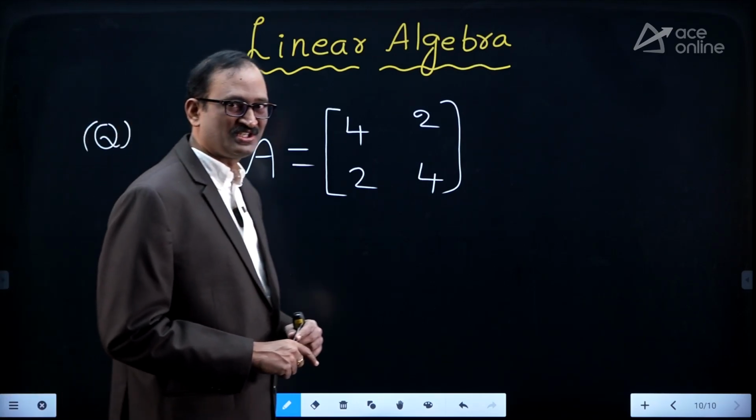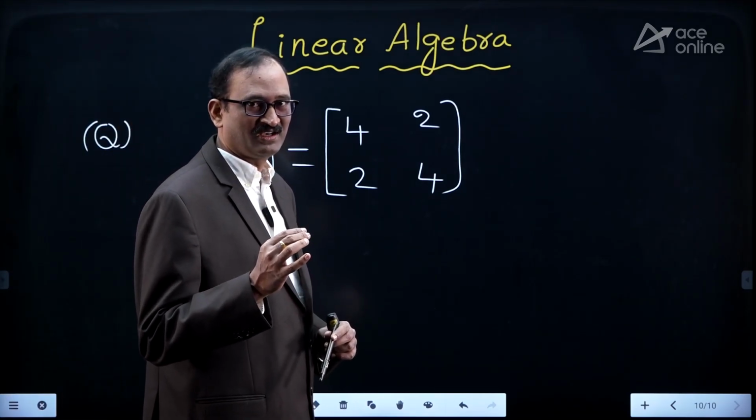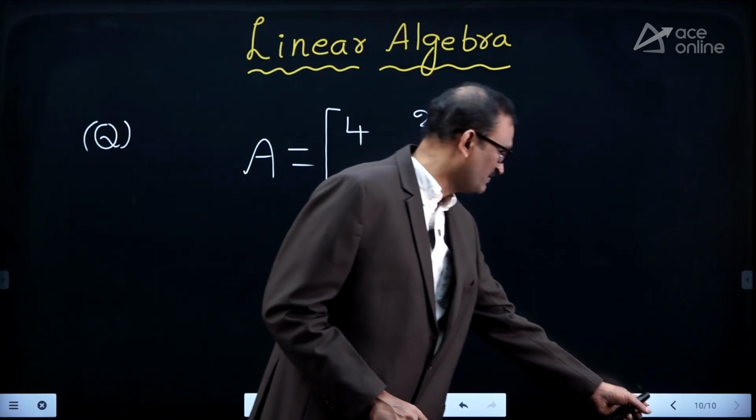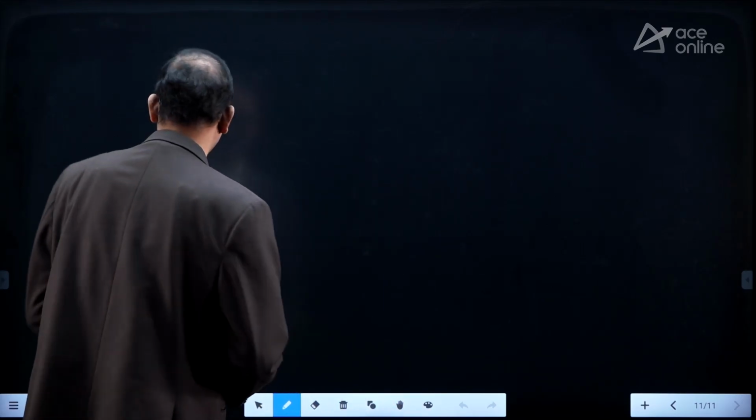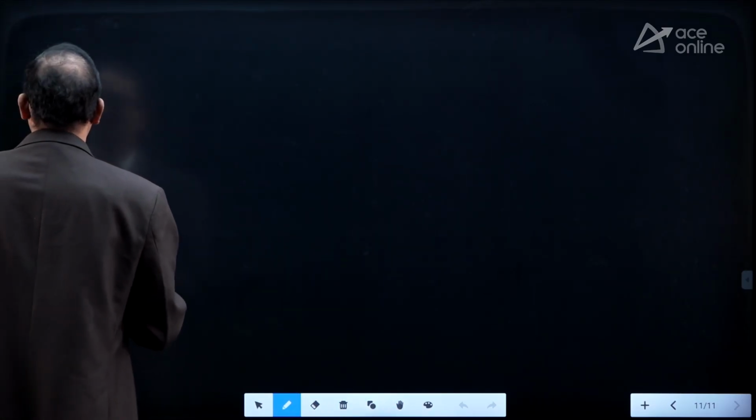One GATE question was given, GATE 2021, a 4x4 matrix is given, and it was given like this: the largest eigenvalue of the matrix.